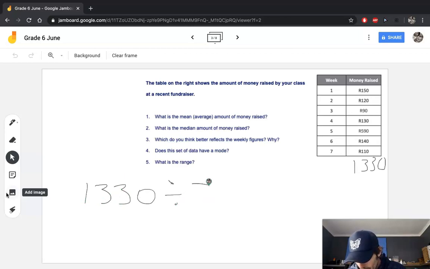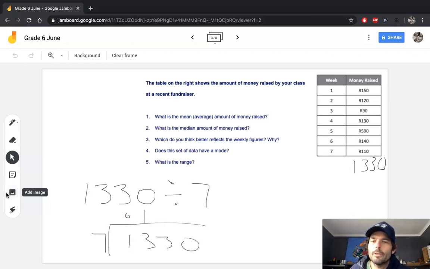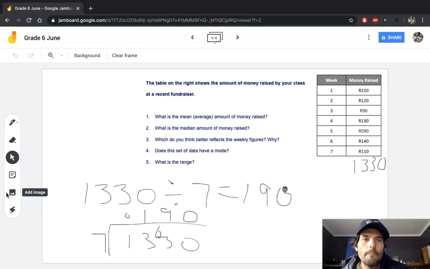Okay, and we can do this in a short division method that we've spoken about before. We know that 7 goes into 13 once with 6 left over, goes into 63 9 times, and it doesn't go into 0. So that answer is 190. So your average amount raised per week is 190 Rand.